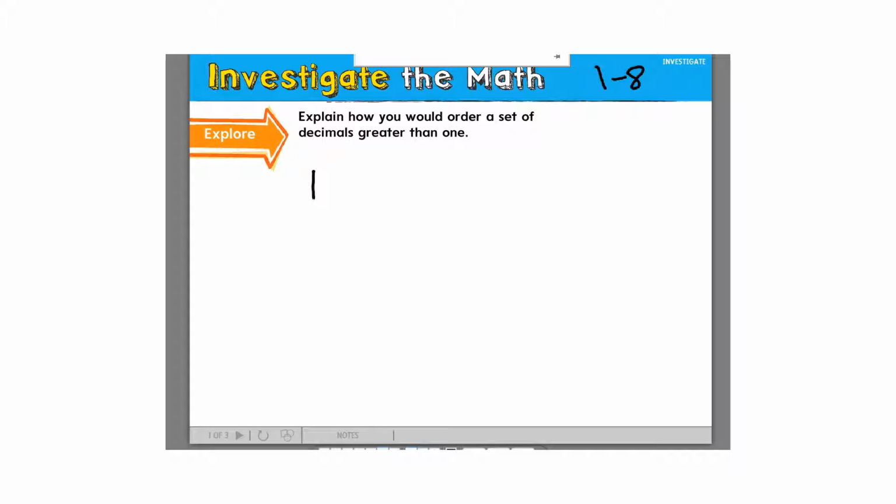So here's our first example. 1 and 951 thousandths. That should be my little circle. And 1 and 97 hundredths. And we're going to see which one is bigger.